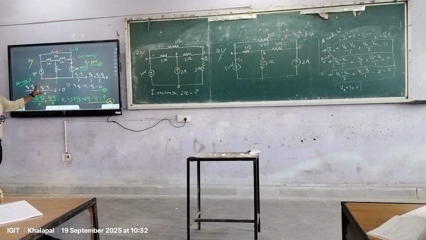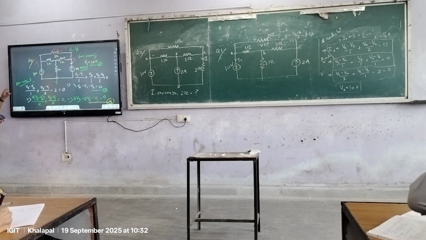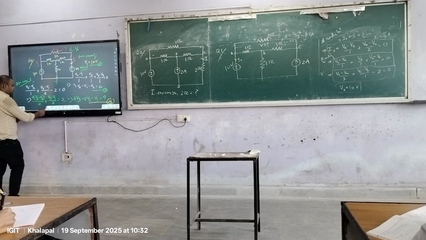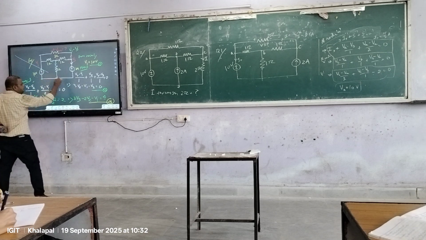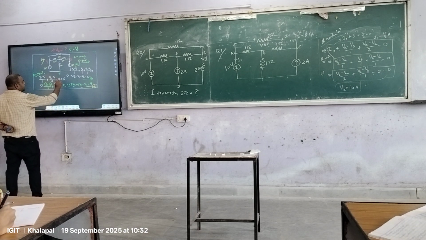Correct? Right? So we have 3 nodes, so we are getting 3 equations. Now you can easily get the variables V1, V2 and V3. You see, V1 is already known to us, that is 10 volt. And you have to find out the values of V2 and V3 now. So tell me how to find out the values of V2 and V3.